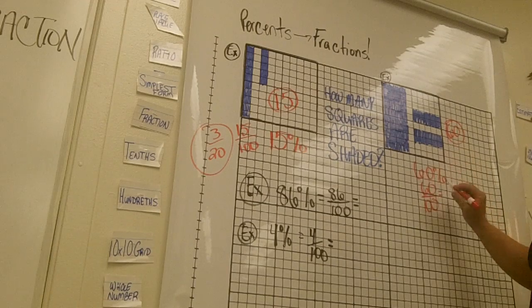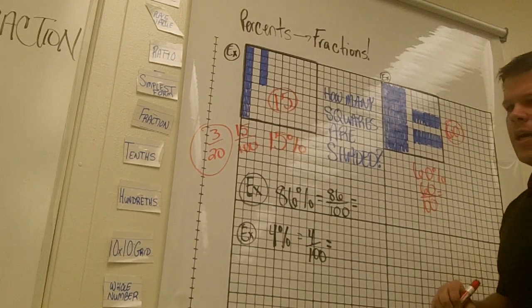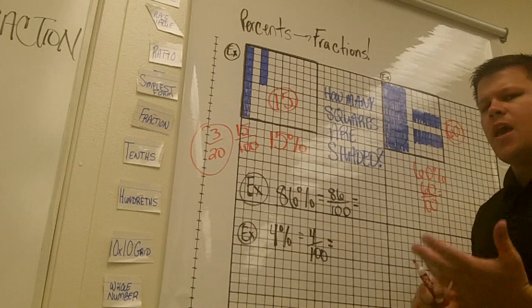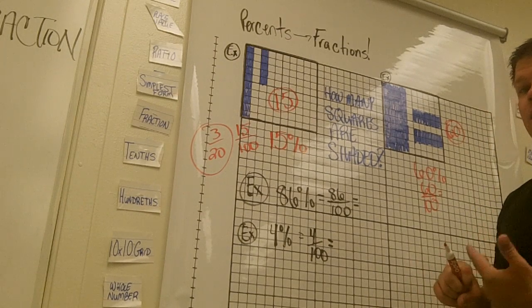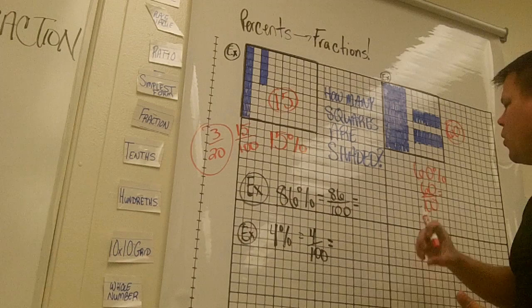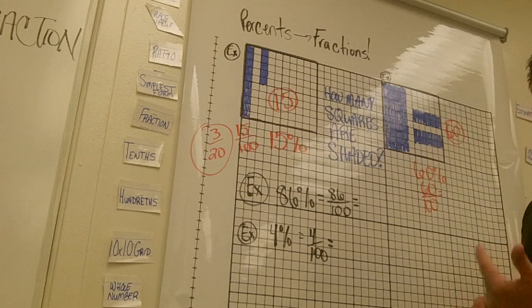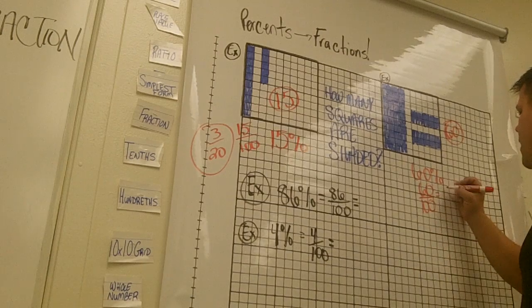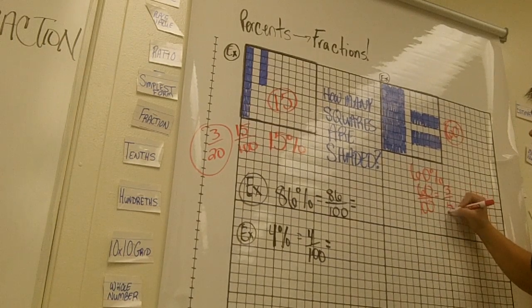Taking a look at 60% here, 60 over 100. The biggest number that I can see that fits into 60 and 100 would actually be 20. Think about $20 bills. How many $20 bills would it take to make $60? How many $20 bills would it take to make $100? And that would actually end up simplifying to 3/5.